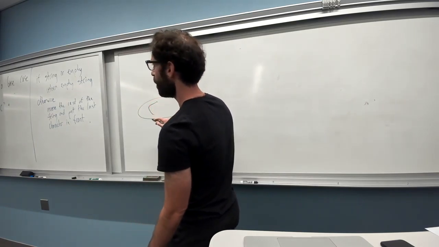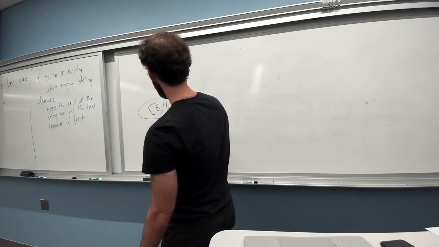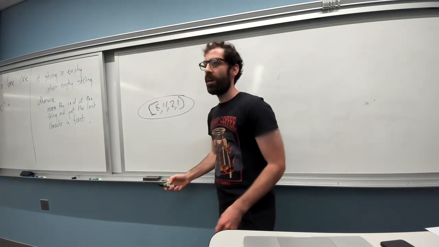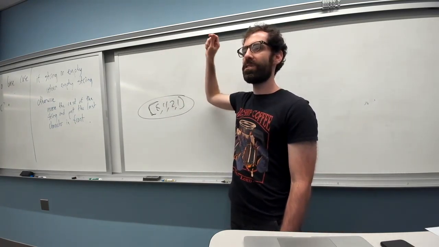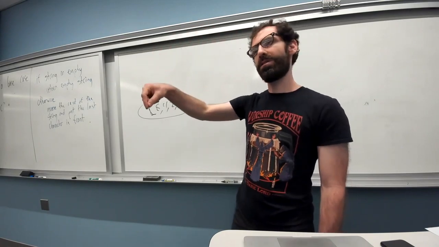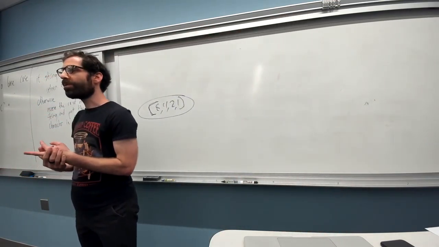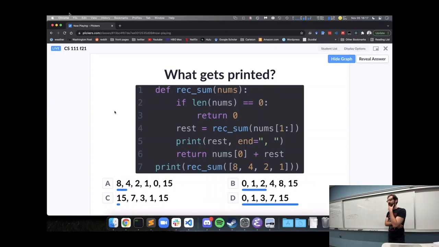Our bottom plate is our initial call with 8421. And thinking about, as we stack up these plates, where is the print, and in what order, what numbers will be printed out. All right, so different thoughts here, primarily B or D.